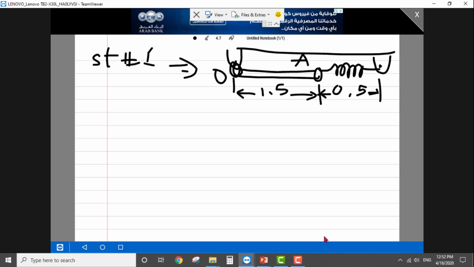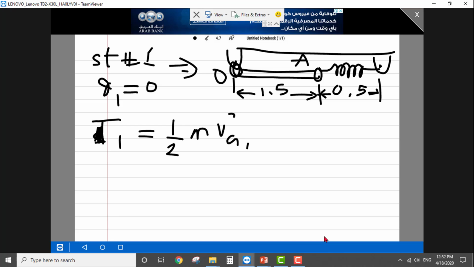In state 2, where theta 1 equals 0. Let me calculate T1, T2 and V1. So T1, which is the kinetic energy at state 1, is equal to half multiplied by mass multiplied by Vg1 squared plus half Ig omega 1 squared. I think you agree that this value is equal to 0.